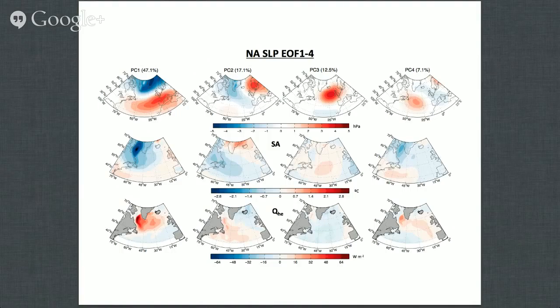It explains very little of the total variance, only 7.1%, but if you look at the associated anomalies like air temperature and heat flux, you can see there is a substantial loading in the Labrador Sea associated with this pattern.